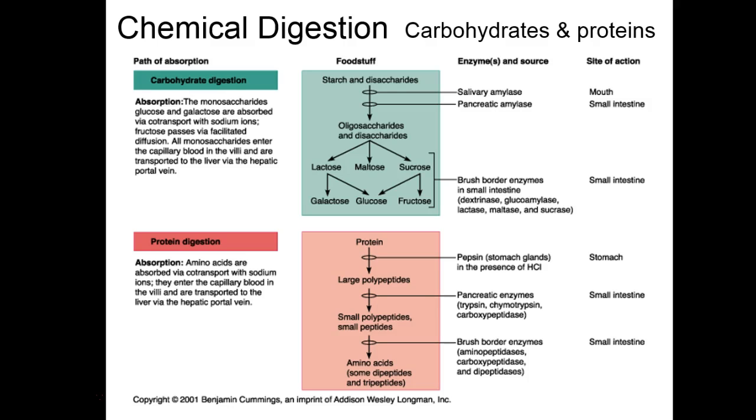Protein digestion, transported by co-transport with sodium, and then to the liver. You have pepsin turning protein into large peptide chains. Then you have pancreatic enzymes making small peptide chains, and then brush border enzymes finishing the job, turning those small chains of protein units into amino acids, some dipeptides and some tripeptides. All this happening in the small intestines.